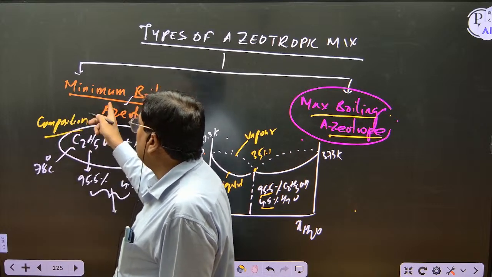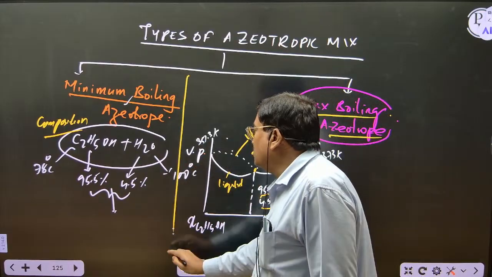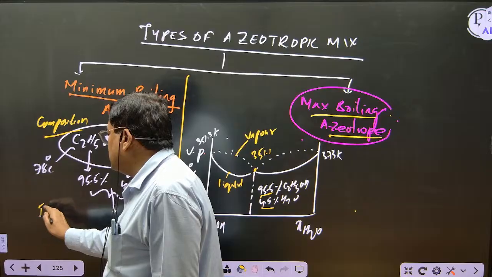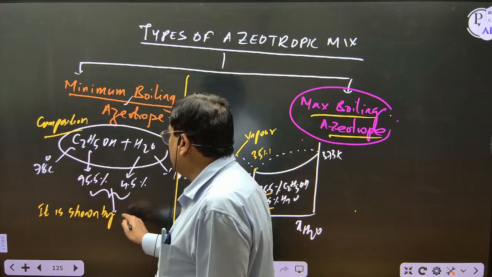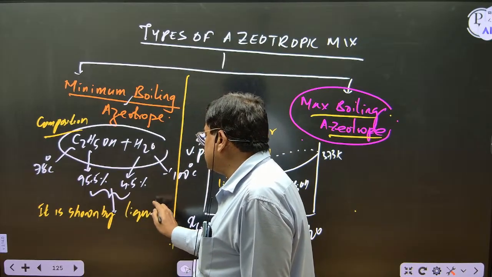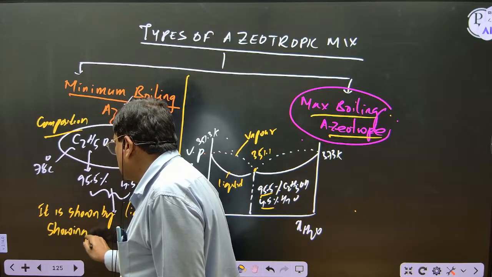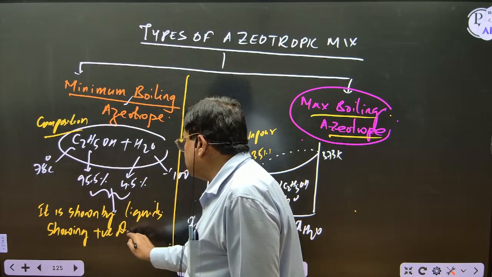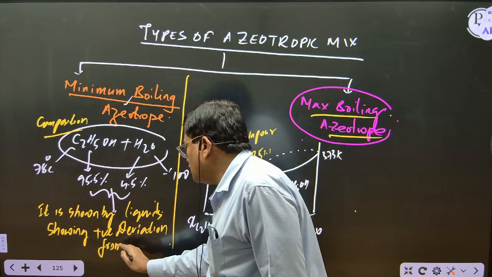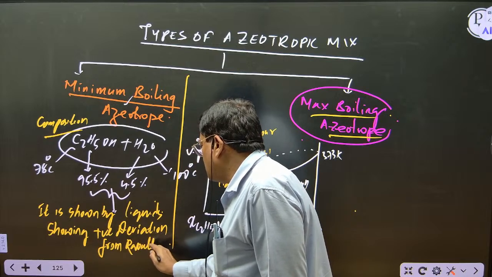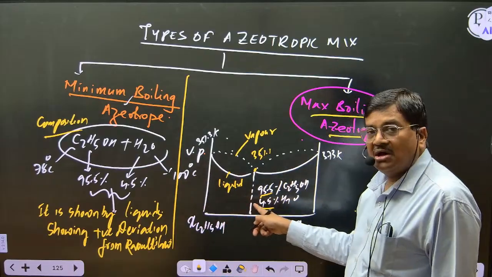Write here: a minimum boiling azeotrope is shown by liquids showing positive deviation from Raoult's law. Who will show a minimum boiling azeotrope? Liquids showing what deviation, students? Positive deviation from Raoult's law.